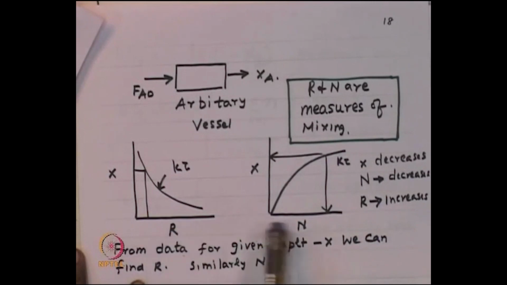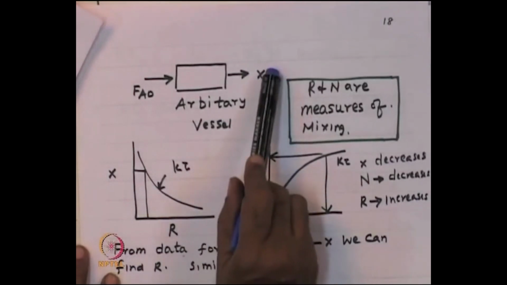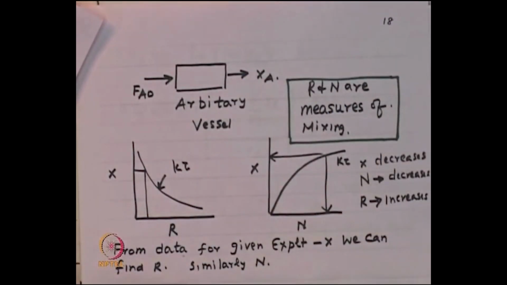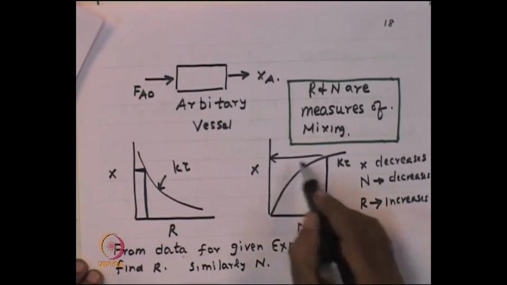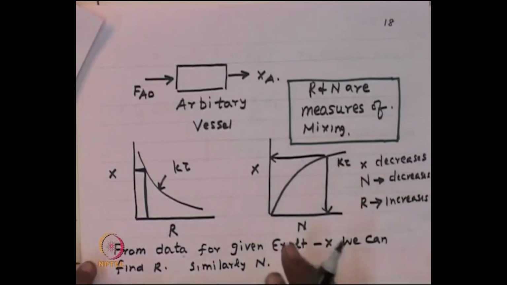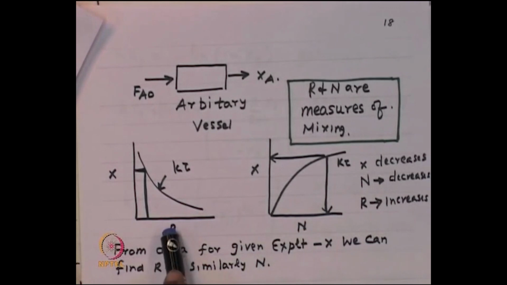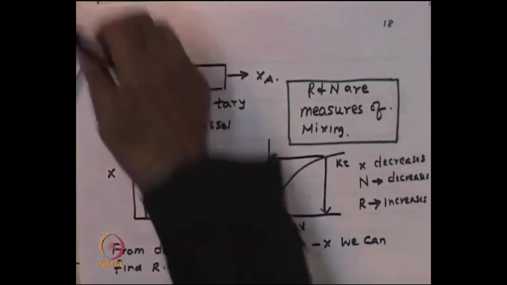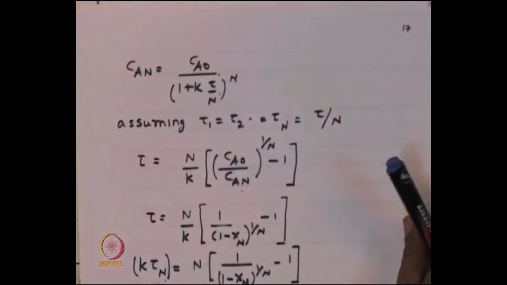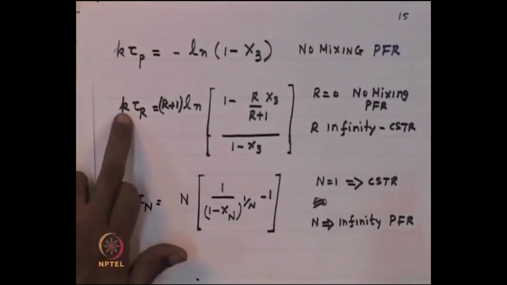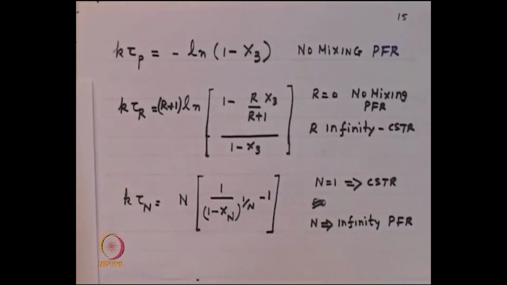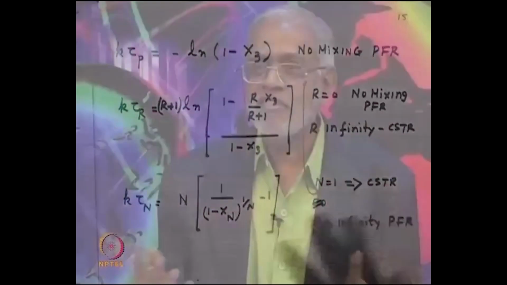So, the value of R and the value of n are measures of mixing. Suppose you get a conversion of Xa in your experiment. You will read out a value of R from here, and you will read out a value of n from here. That means this arbitrary vessel can be described by a value of R or by a value of n. If it is a value of n, it will be described by this function; if it is a value of R, it will be described by this function. So, we have a way of describing real life problems.